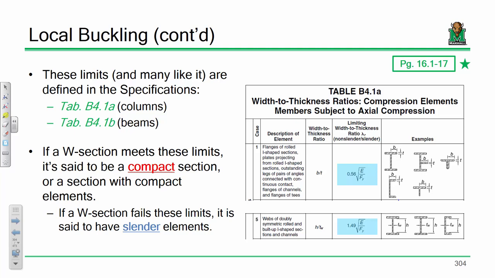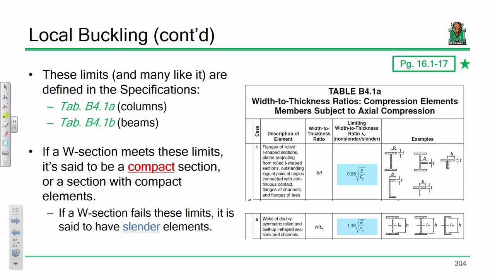The short answer, and we'll explain the theory a little later on Monday because I don't want to rush it, because I think this is really important, is that these ratios are limits that tell us as the analysts whether or not we're going to have to deal with local buckling. I'll go into the math a little later on Monday. But this is a very critical section to tab for a couple reasons. One, if you look at the top of this table, it says width to thickness ratios, compression elements, members subjected to axial compression.